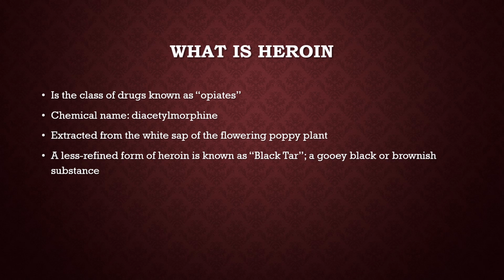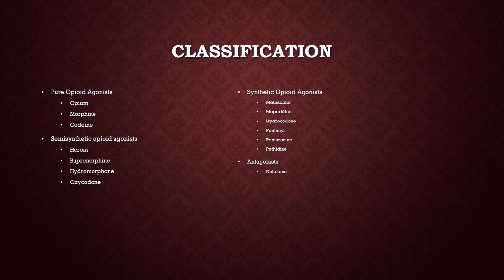And then the chemical name is diacetylmorphine. And heroin fits into a larger family of opioids, some that are natural, such as opium, some that are synthesized from natural opioids, such as heroin, and some that are completely synthetic, such as methadone. Pure opioid agonists, of 20 naturally occurring alkaloids, only morphine and codeine have analgesic or pain-killing properties. And then when we look at semi-synthetic opioid agonists, like heroin, it's a chemical derivative of morphine.